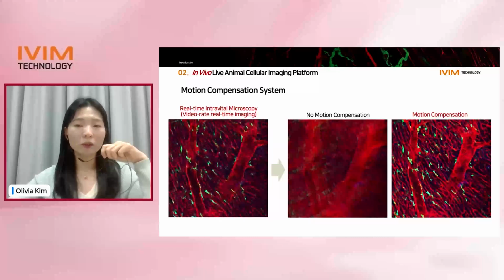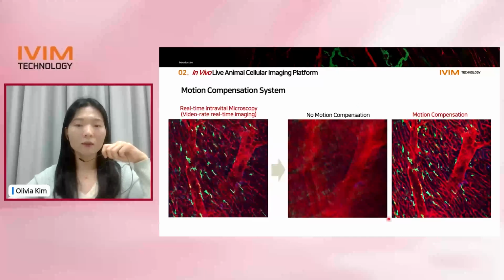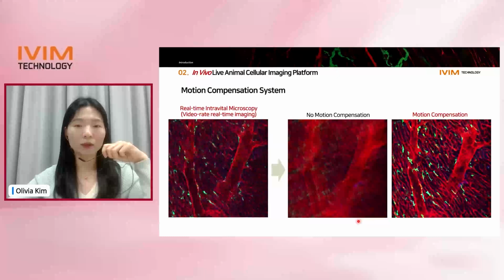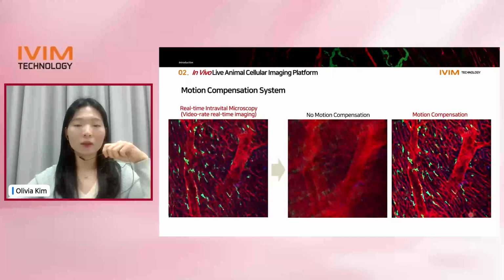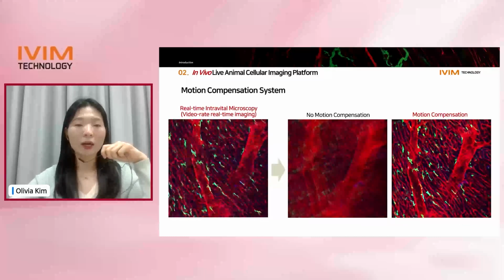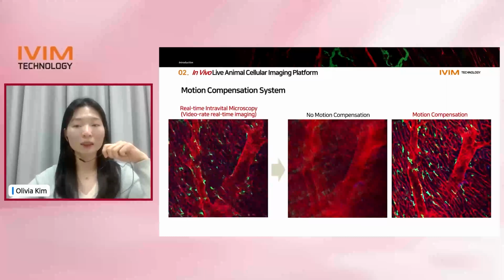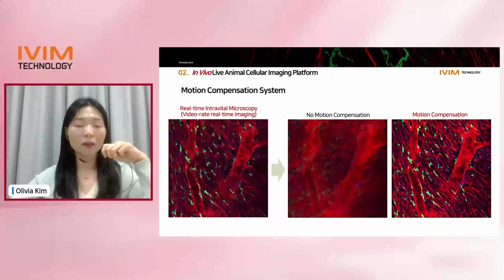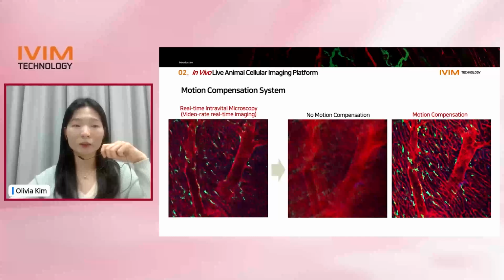If you look at the image on the slide, the captured image appears blurred and difficult to interpret due to continuous cardiac motion. However, after applying motion compensation, these movements are corrected and the blood vessels and cellular signals become much clearer, enabling more accurate observation. Thus, by applying a motion compensation algorithm implemented in our imaging engine, we can effectively correct these movements and obtain high-resolution, motion-stabilized images.